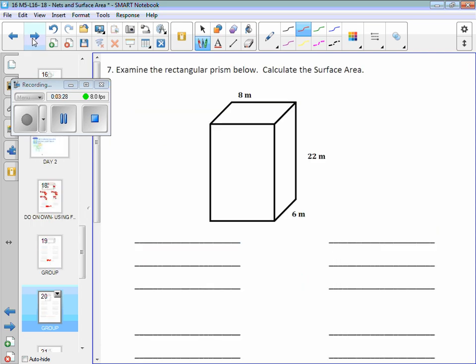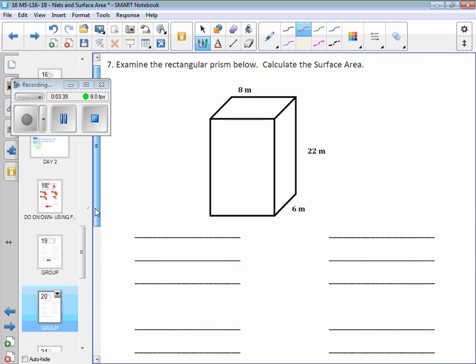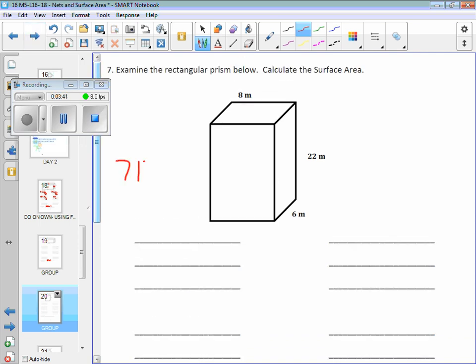Okay. Number 7. Anybody get an answer? All right, Lo, go ahead. 712 meters squared. How many got 712 meters squared? What happened? Did we run out of time yesterday? Yeah. All right. 712 meters squared. Tell you what I do want you to do. It looks like you didn't get this far.